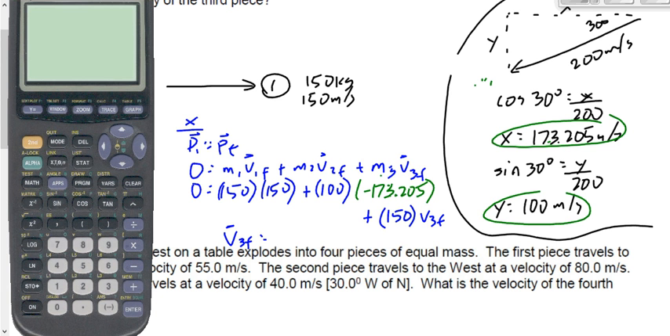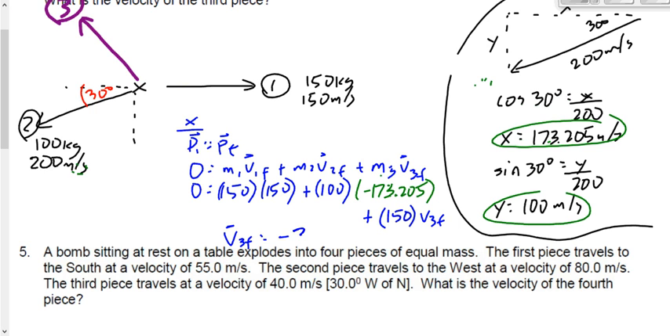If you can't get this, if you can't follow along on the calculator, just let me know. 150 times 150 plus 100 times negative 173.205. Take that to the other side by subtracting. And we end up getting that, and then we divide that by 150, and we end up getting 34.53. Let me see if that's what I have on my sheet. Yep. Negative 34.53.